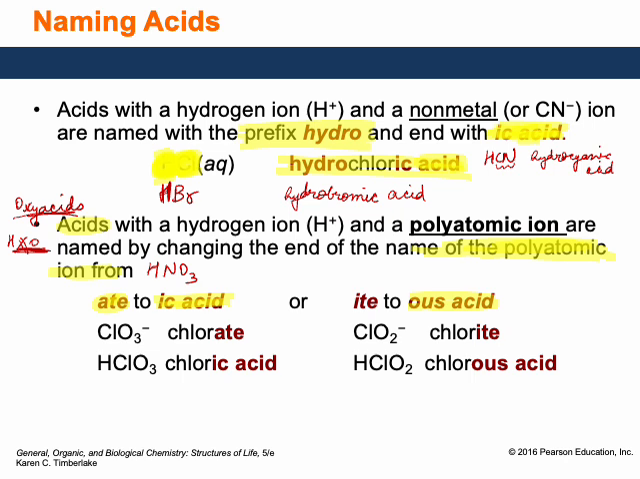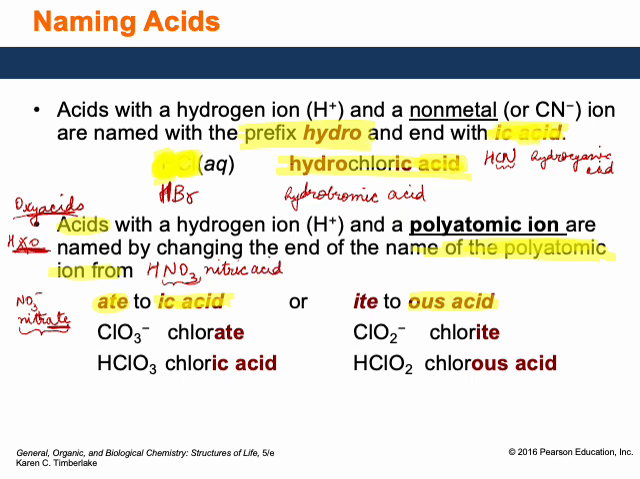Okay, now how do you name it? There is no hydro here. You basically take the name of the anion. What is the anion here? This is a polyatomic anion. If you remember, NO3 minus is the nitrate ion. So now what would be the name of the acid? You take the name of the polyatomic ion. If the name is ending with "ate," you replace the "ate" with "ic." So the name is going to be nitric acid.